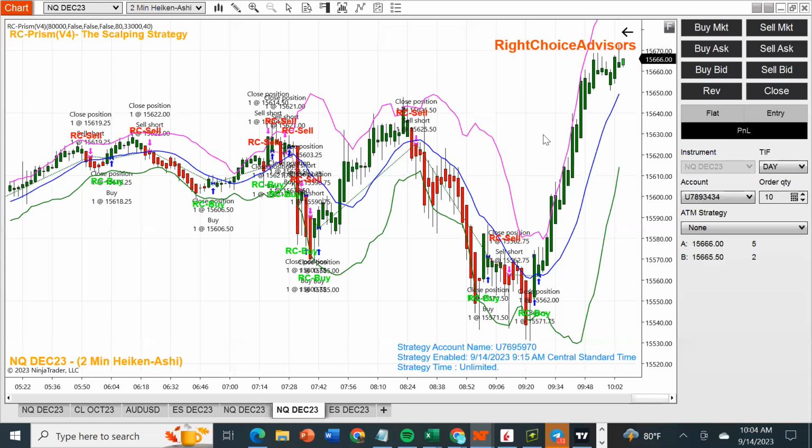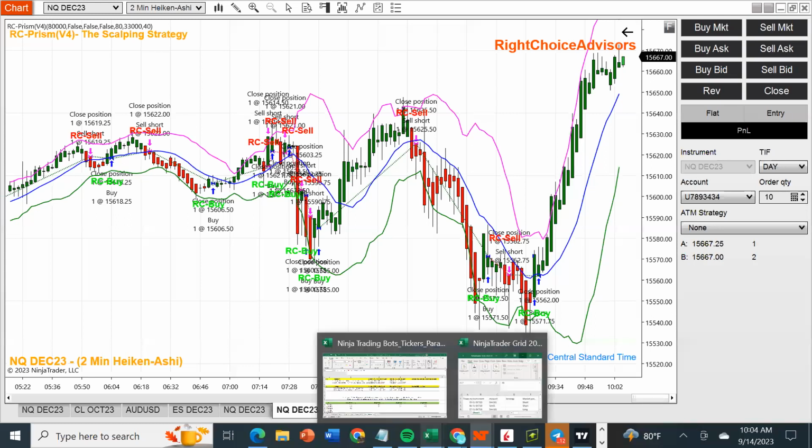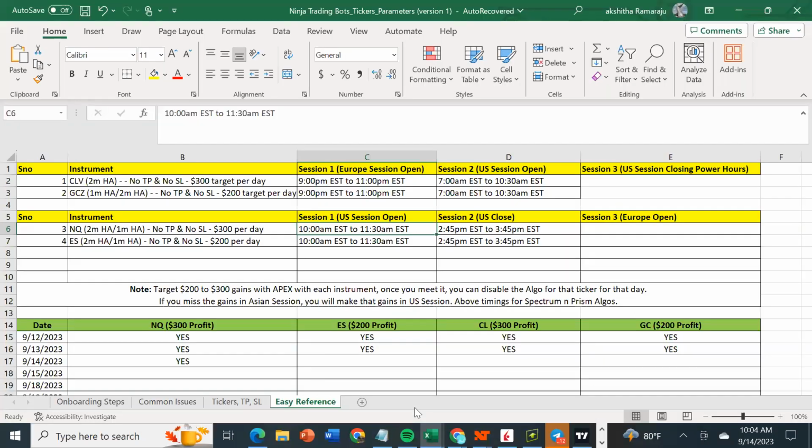If you don't have time, just use these timings, enable the algos, and leave it. You don't need to do anything, and it will not take more than a minute to enable during this time, right? Morning, enable. Evening, just enable at this time. That is one minute. That's it. You don't do anything.